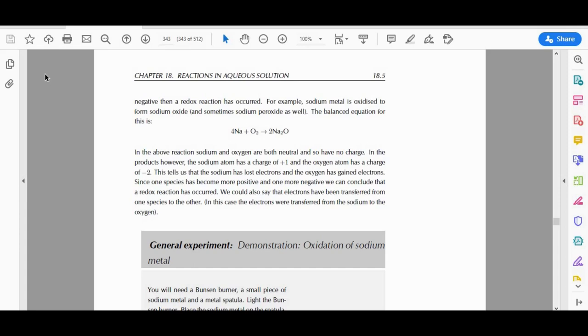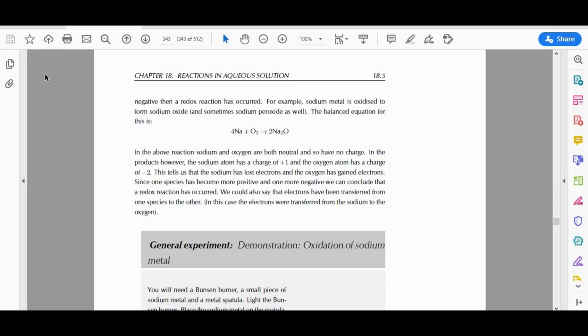Then we have a balanced equation for it. Na plus O2 gives us Na2O, and they balance it, putting a 4 in front of the Na and a 2 in front of the Na2O. Now that equation is balanced. Let's have a look. In the above reaction, sodium and oxygen on the reactant side of the equation were both neutral. They had no charge on them. However, in the products, the sodium atom does have a charge of positive 1, and the oxygen has a charge of negative 2.